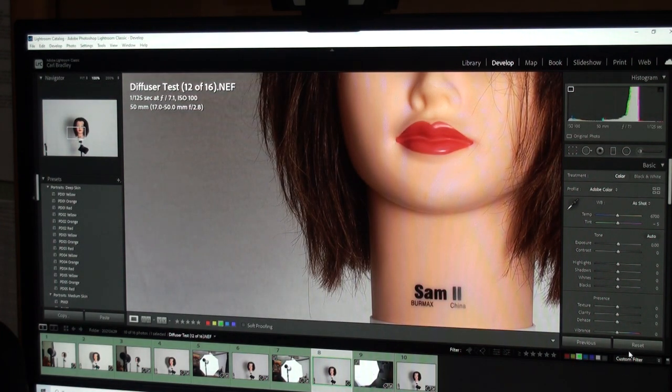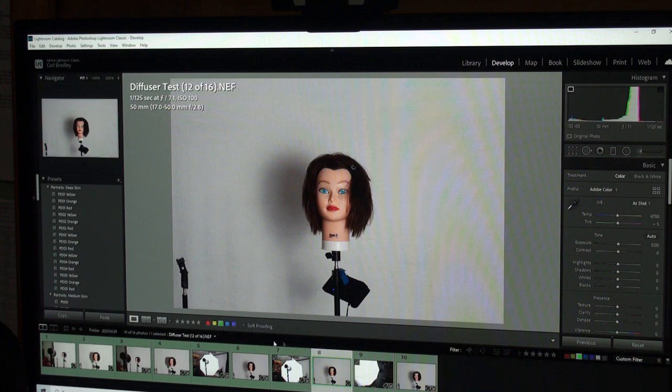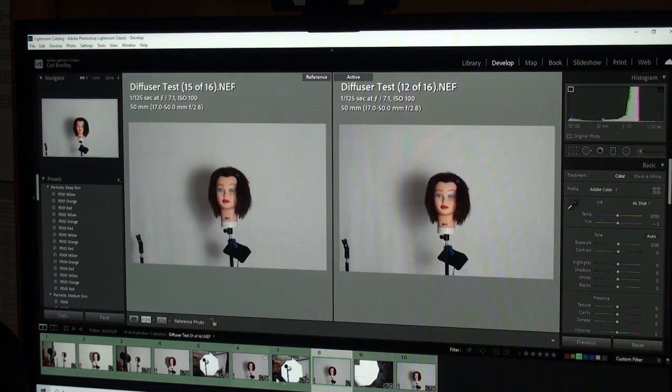Oops. Why did you do that? Reset. Okay. Show you these two. Here's 15 and 12. So here's the large umbrella I used at the shoot. And here's something studio, a cheap little umbrella that I have here.